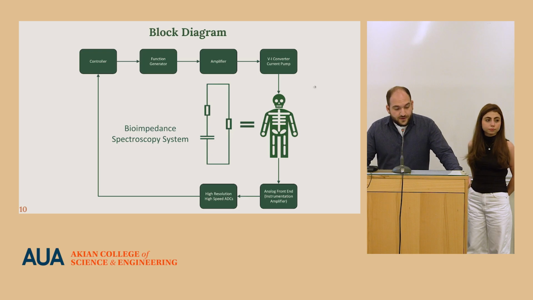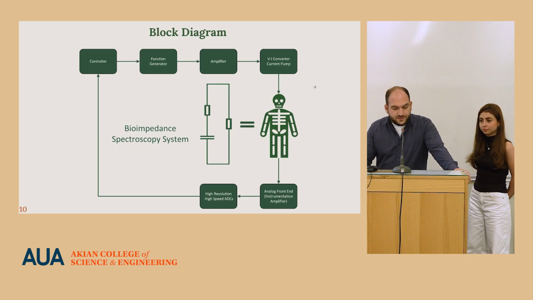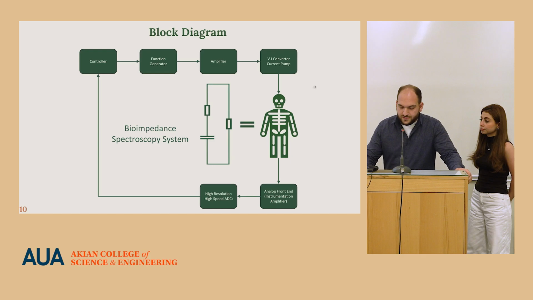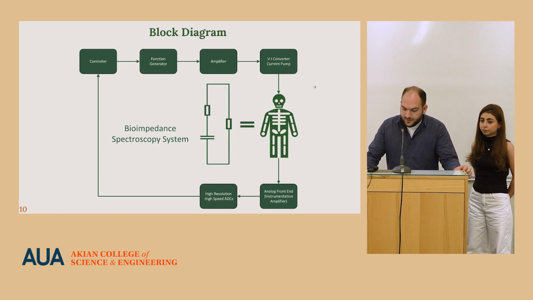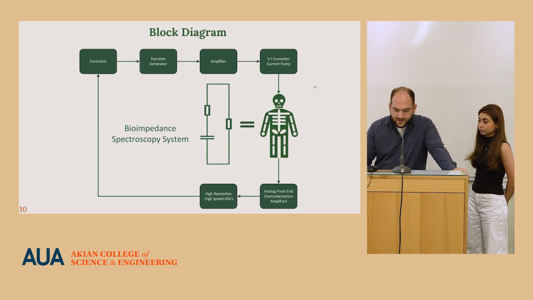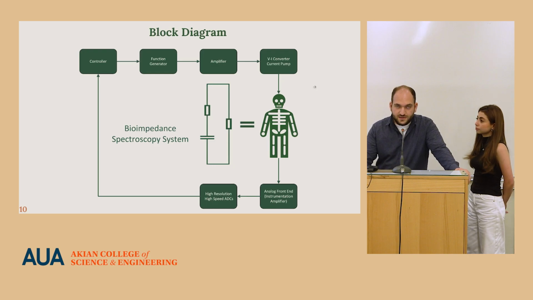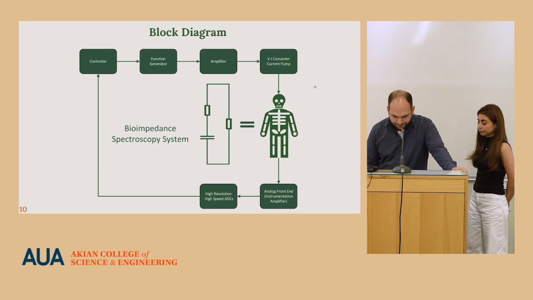Here is the block diagram for our system. We use the controller for controlling the function generator. This function generator is the reference signal generator for our system. After that, we need to amplify that signal and convert it to the current. Then we inject it through the body and use the analog front end, which is in this case the instrumentation amplifier. This isolates the human body from the measurement devices, and then we use the high resolution, high-speed ADCs for capturing the signal for further analysis.